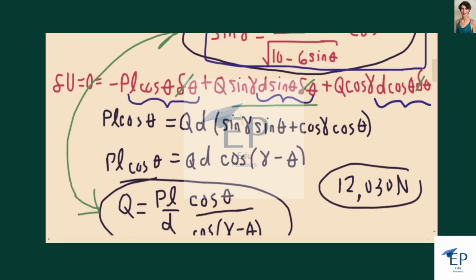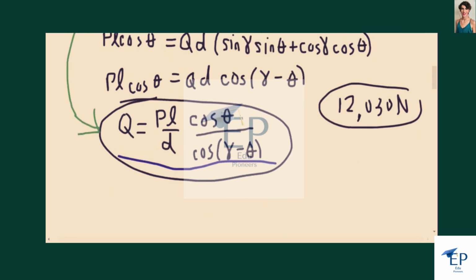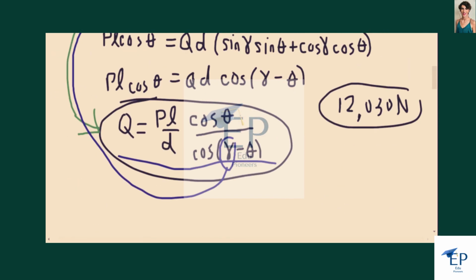Simplify that, and I get this equation. If I put this equation into a calculator, but for gamma, I substitute the inverse sine of 1 over the square root of 10 minus 6 sine theta times cosine theta, then it gives me an answer of 12,030 newtons.